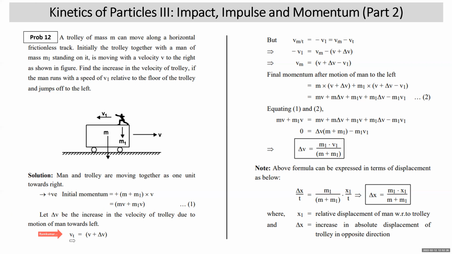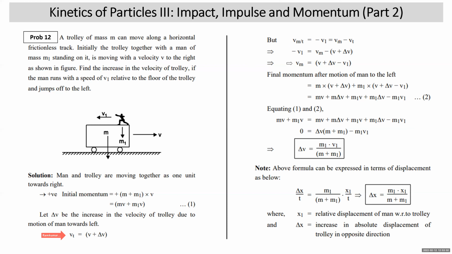This is V, not V1. Vt is the final velocity of the trolley. What is the final velocity of the trolley? V plus delta v, right? What is the velocity of the man with respect to the trolley? Vm minus Vt. Why is the minus sign written? Since we are taking towards right as positive, the velocity of the man with respect to the trolley is minus V1, since it is to the left. See, the final or absolute velocity of the trolley due to motion of the man to the left is V plus delta v. And Vm is the absolute velocity of the man. So Vmt is minus V1, Vm minus Vt.